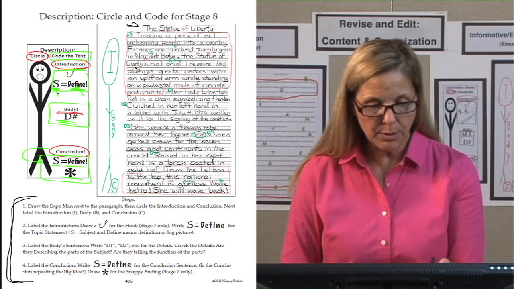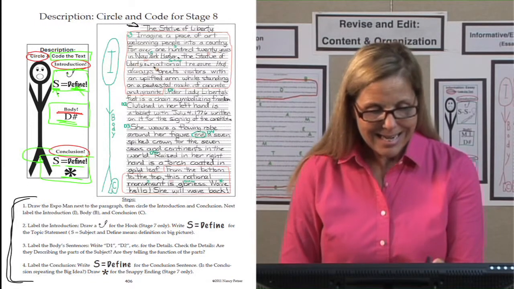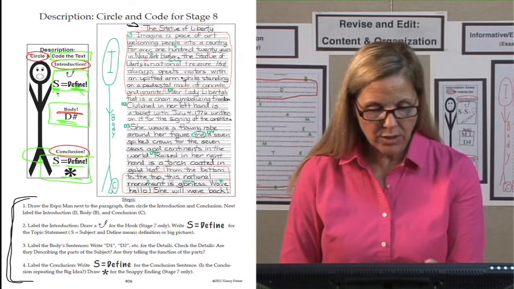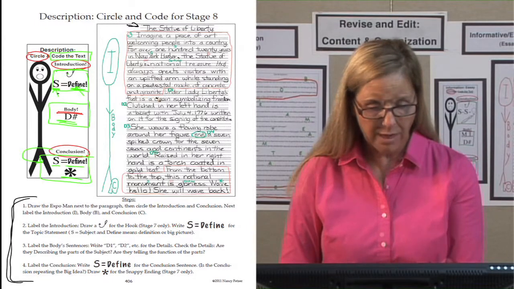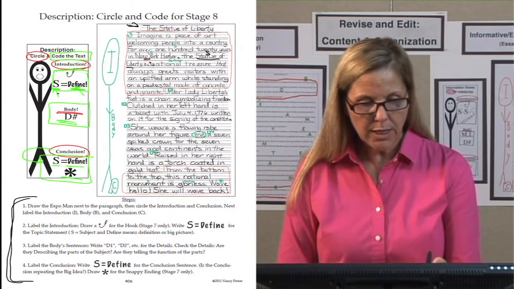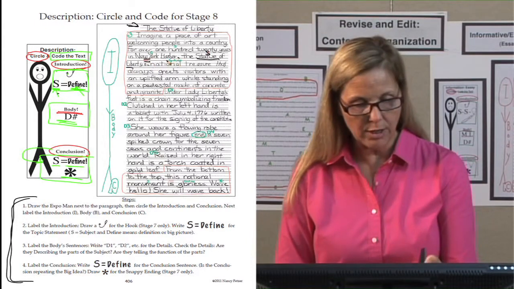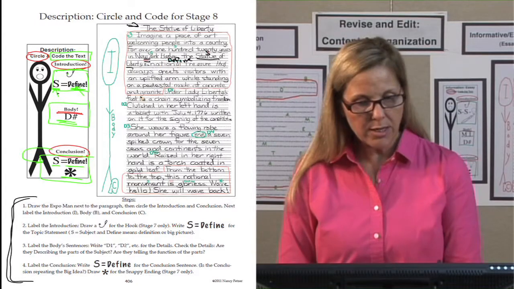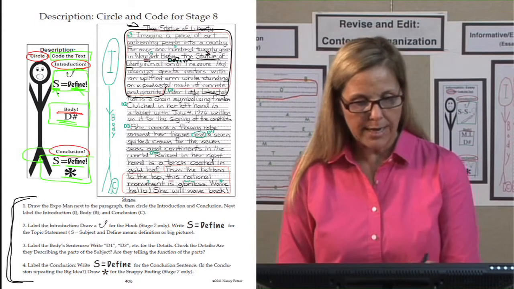The Statue of Liberty, there's my subject, is a national treasure that always greets visitors with an uplifted arm while standing on a pedestal made of concrete and granite. My Statue of Liberty is my subject. Then I had my equal sign here to show my definition. I've identified where my definition is. Once I do that, then I can circle my introduction.